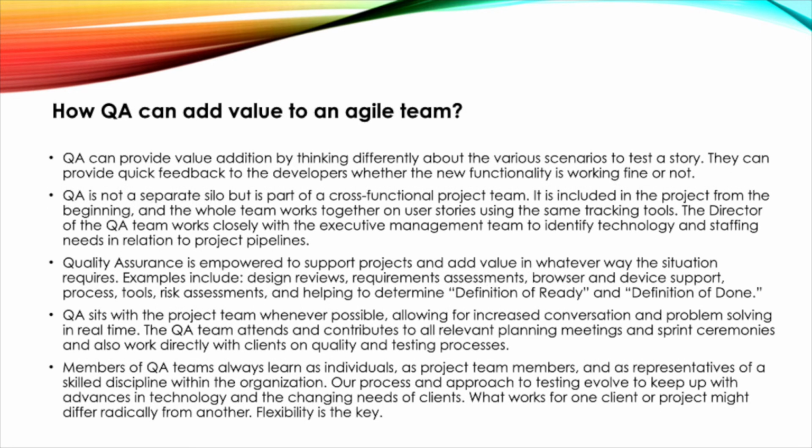How QA can add value to an agile team. QA can provide value addition by thinking differently about the various scenarios to test a story. They can provide quick feedback to the developers whether the new functionality is working fine or not. QA is not a separate silo but is part of a cross-functional project team. It is included in the project from the beginning, and the whole team works together on user stories using the same tracking tools.